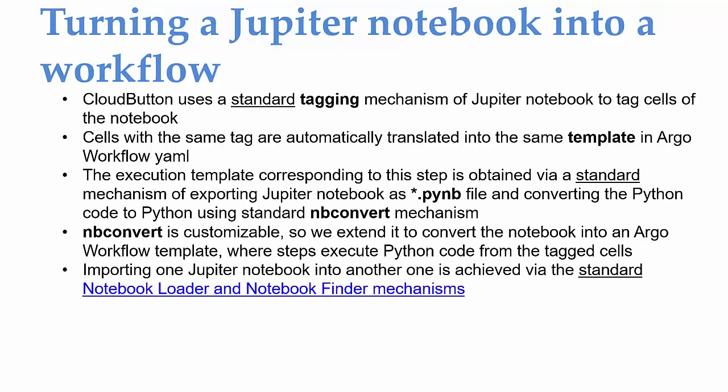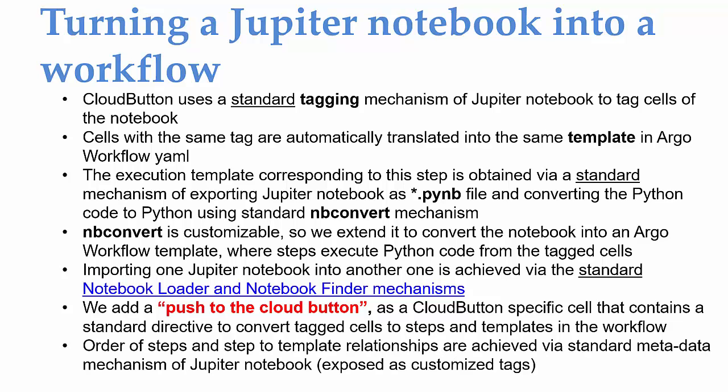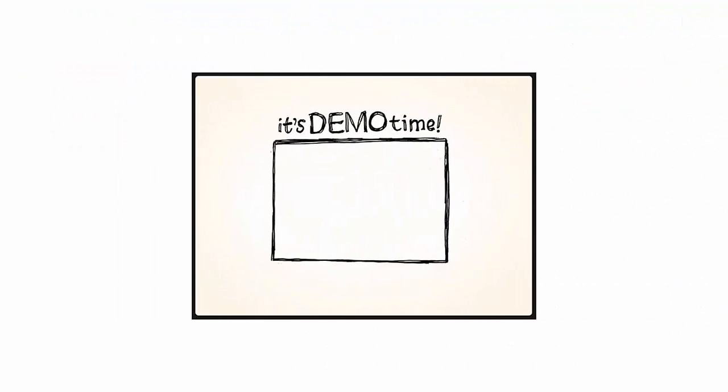Importing one Jupyter notebook into another one is achieved via the standard notebook loader and notebook finder mechanisms. And we add a, so to say, push to the cloud button, such as basically a cloud button specific cell that contains a standard directive to convert tagged cells to steps and templates in the workflow. Order of the steps and step to template relationships are expressed via standard metadata mechanisms of Jupyter Notebook exposed as customized tags. And now it's a demo time.